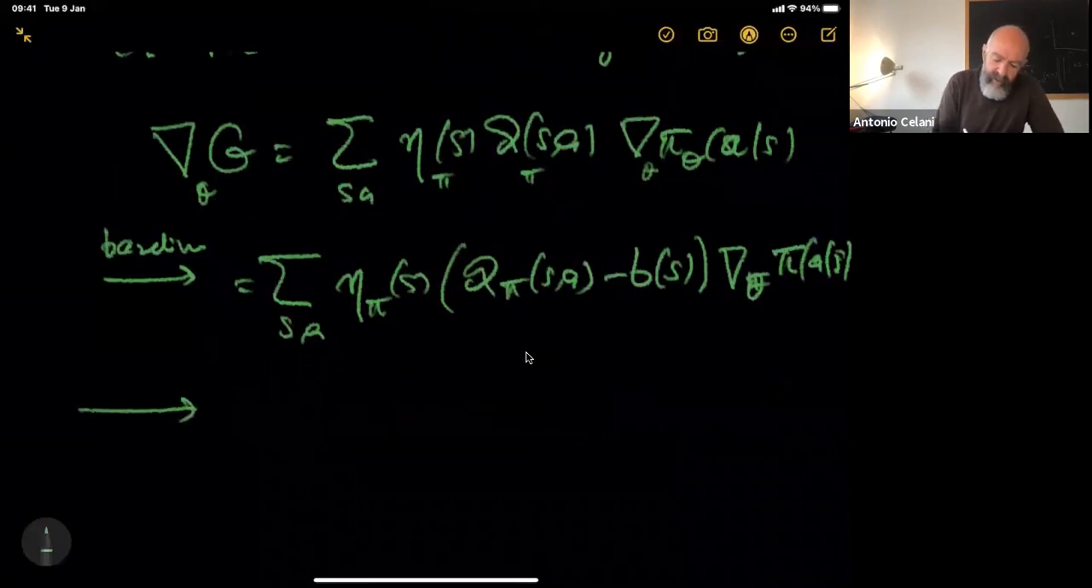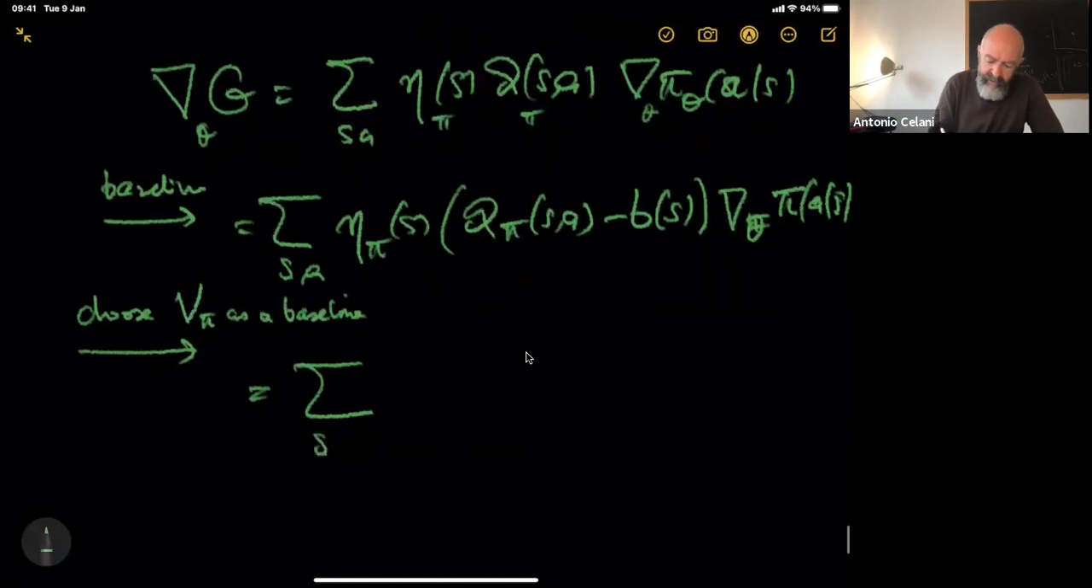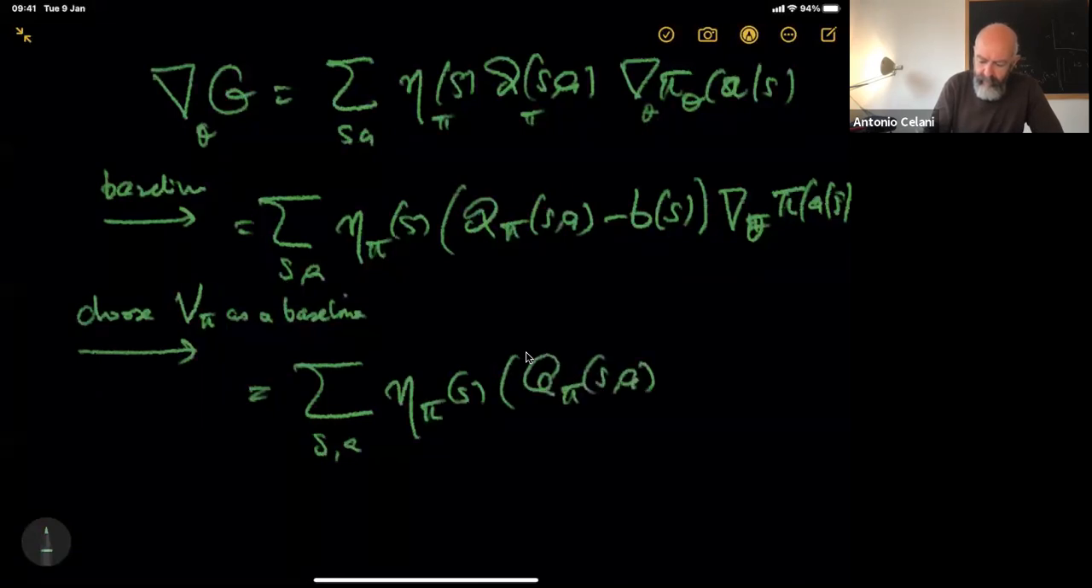And then let's see what happens if you choose the value as a baseline. This becomes... okay. So this series of steps is quite straightforward. We've been manipulating our policy gradient theorem in order to write it in this way.